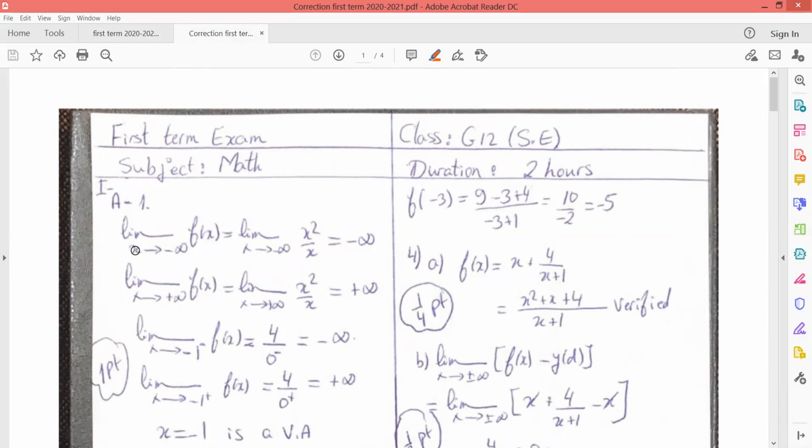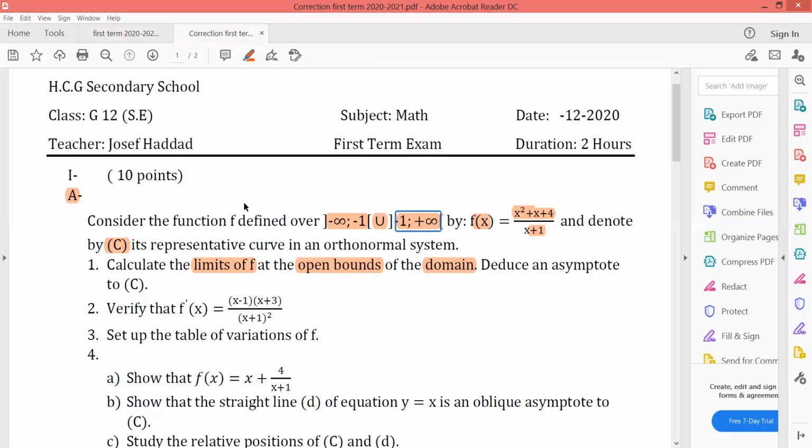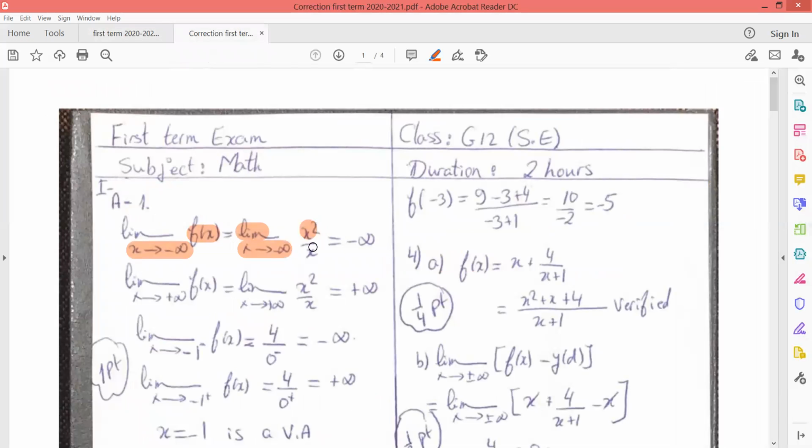So limit as x tends to minus infinity of f(x), at minus infinity of a rational function, we take the highest degree in the numerator. The highest degree in the numerator is x squared, and the highest degree in the denominator is x. So we take the limit of the highest power over the highest power, so it will be x squared over x. X squared and x are simplified, so we don't replace directly. We simplify first. We get x, and as x tends to minus infinity, we get minus infinity.